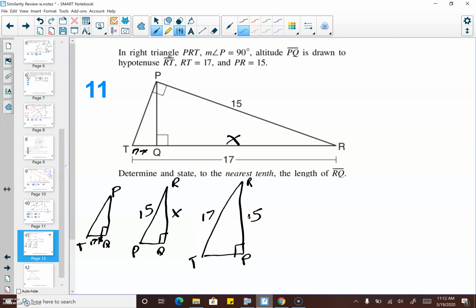So if we look, you could have used Pythagorean theorem to get PT if you'd like out of that big triangle, but we don't actually have to, because we have a setup that works for us already. So we're 15 over X equals 17 over 15. We cross multiply, we get 17X equals 225. We'll divide both sides by 17.